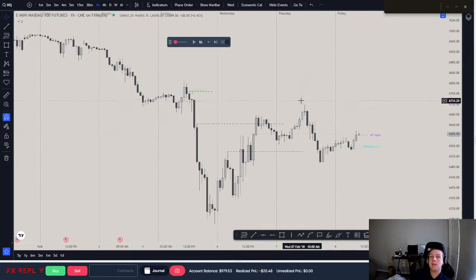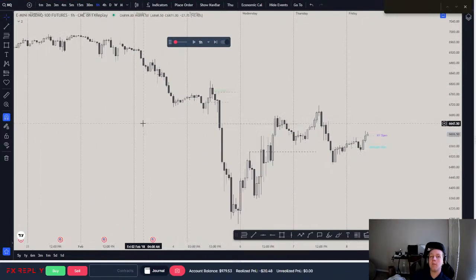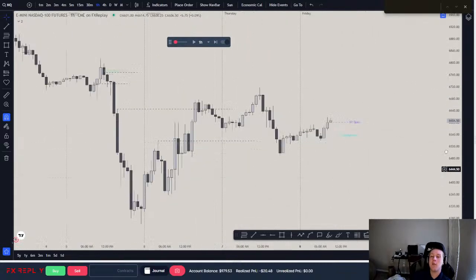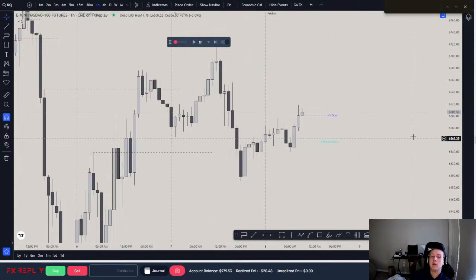On the hourly, right now it's a Friday. Monday put in the high of week. We had a Tuesday low of week. Friday, what are we likely to do here? I think higher prices. We've already had this kind of stop hunt.